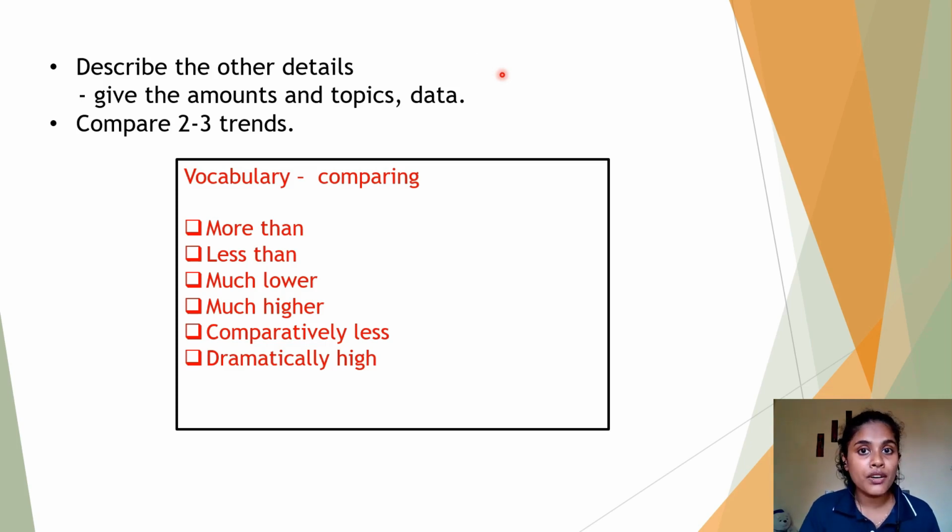To enhance the quality of our writing, we can compare 2 or 3 trends, which means the expenses spent on January is more than expenses spent on February. Likewise, we can compare 2 or 3 months in that particular graph. Likewise, you can compare 2 or 3 trends, which will increase the amount that you have written, also increasing the quality of your answer. So for comparing, there are a few words I have given here in terms of vocabulary: more than, less than, much lower, much higher, comparatively less, and dramatically high.